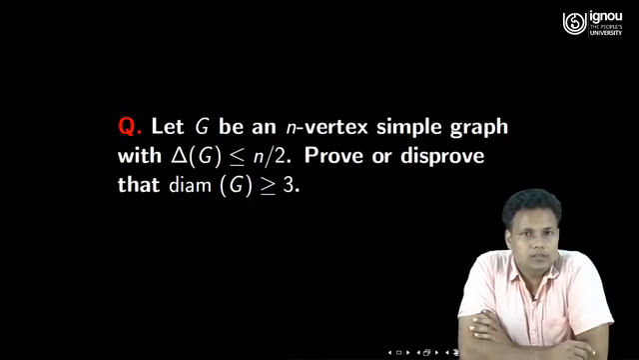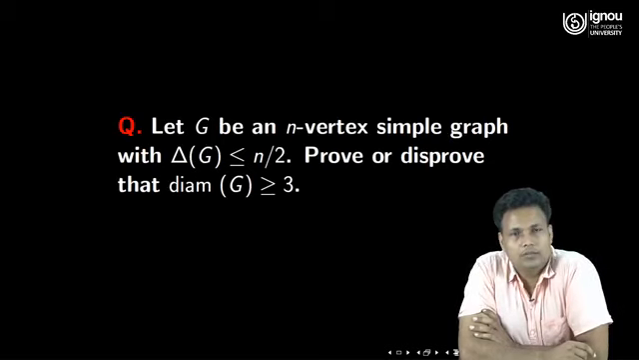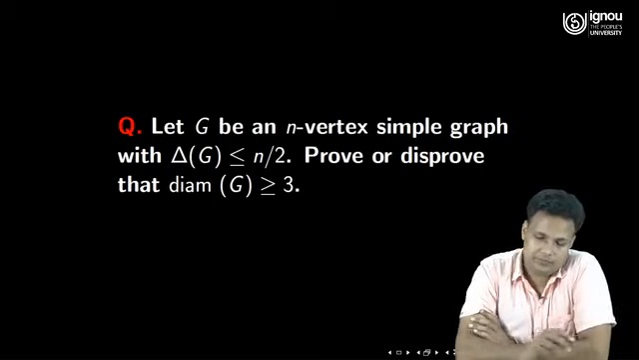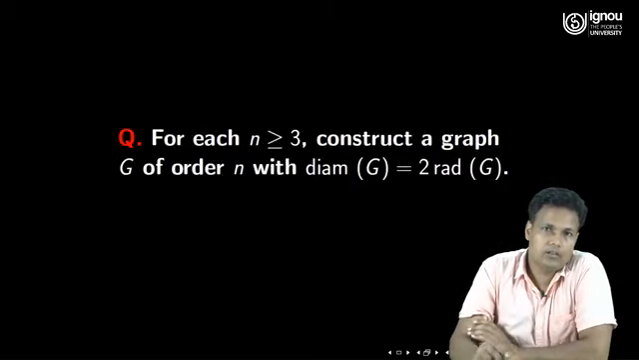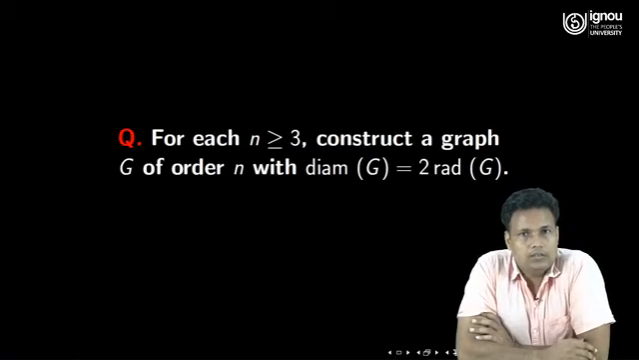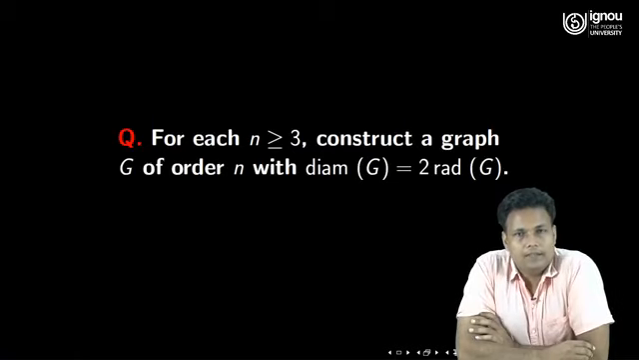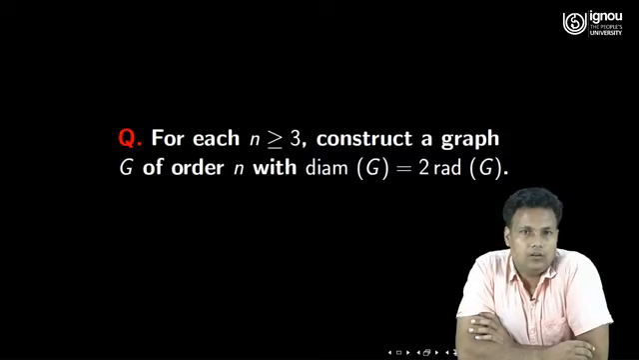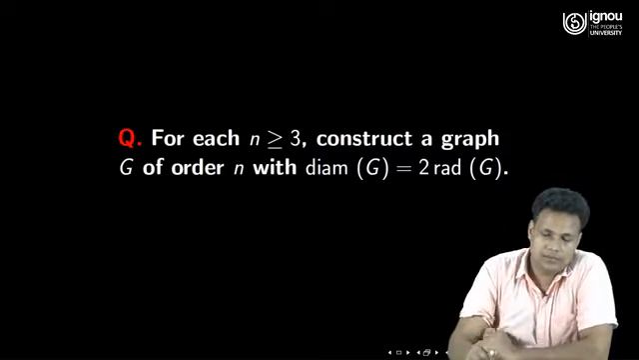These questions are easy. The next question is, let G be an n vertex simple graph with maximum degree at most n/2. Prove or disprove that the diameter of G is at least 3. And the last question, for each n greater than or equal to 3, construct a graph G of order n with diameter of G equal to twice its radius.